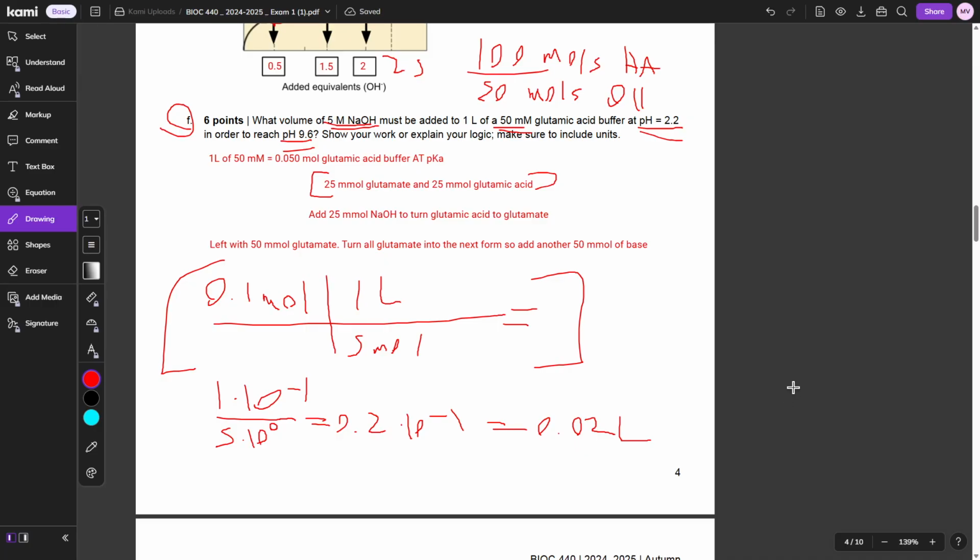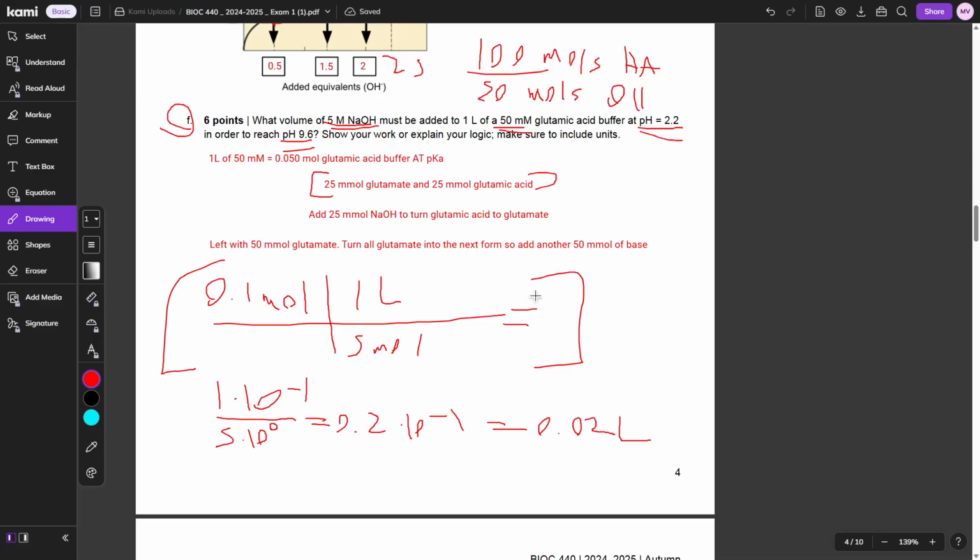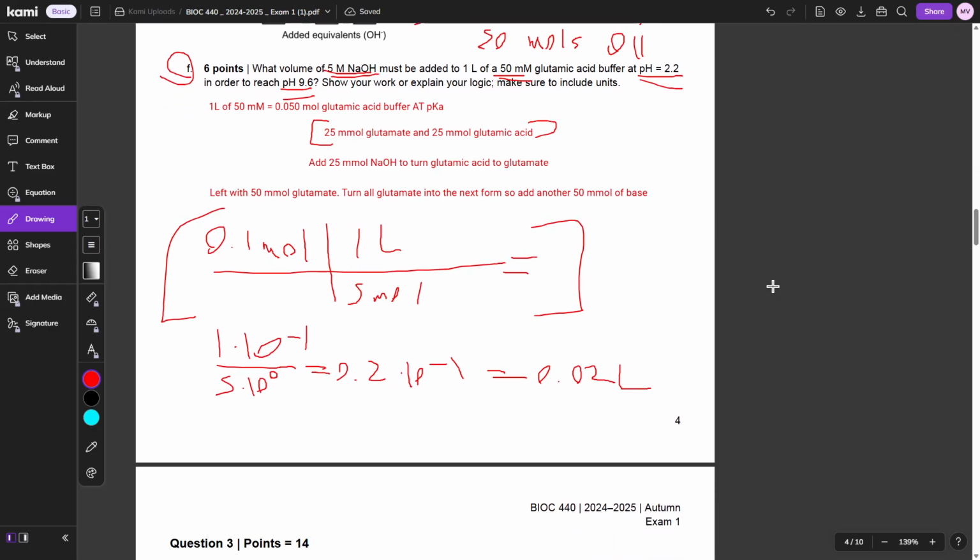But if you want, you can look at their answer key. Their answer key is also hello. What? Why is it not charging? There we go. Okay. Well, it should be charging now. Now it's significantly brighter. Okay.